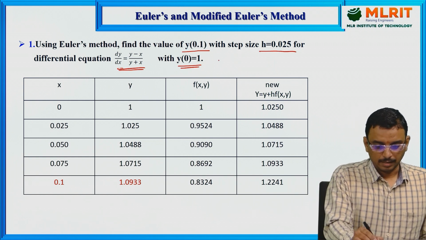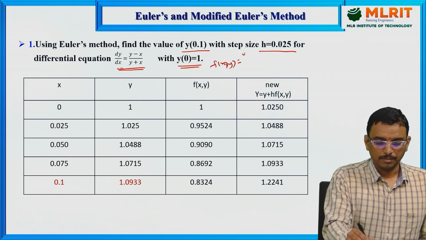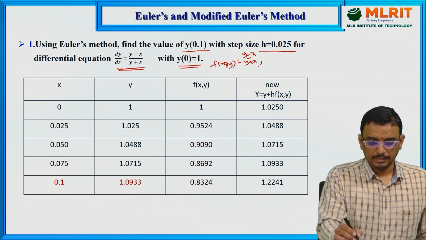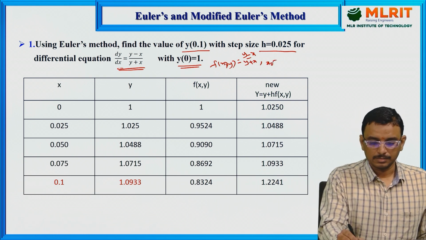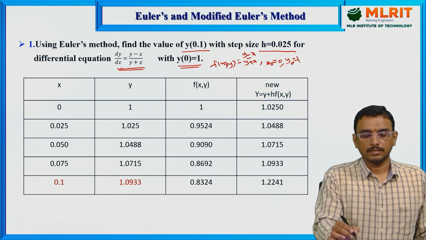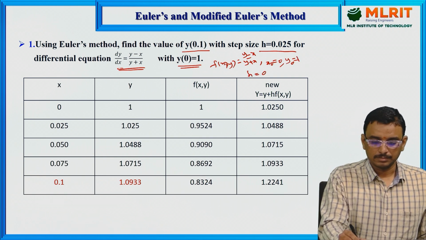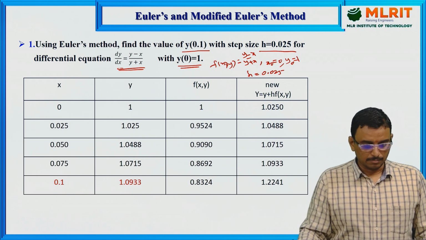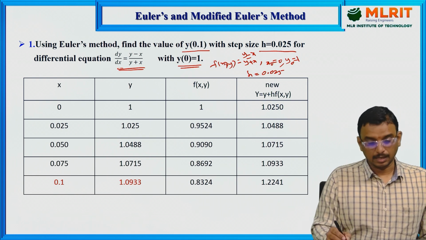So here f of x comma y is equal to y minus x by y plus x, and the initial condition is x naught is equal to 0, y naught is equal to 1, and also given the interval difference h is equal to 0.025. So I will tell the simple way to solve this problem.